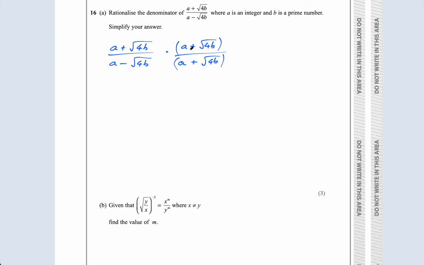If you multiply anything by 1, it doesn't change it. If you multiply your bank balance by 1, nothing happens. So that's fine, I'm allowed to do that. You'll see now when I multiply it out why it works out quite nicely.